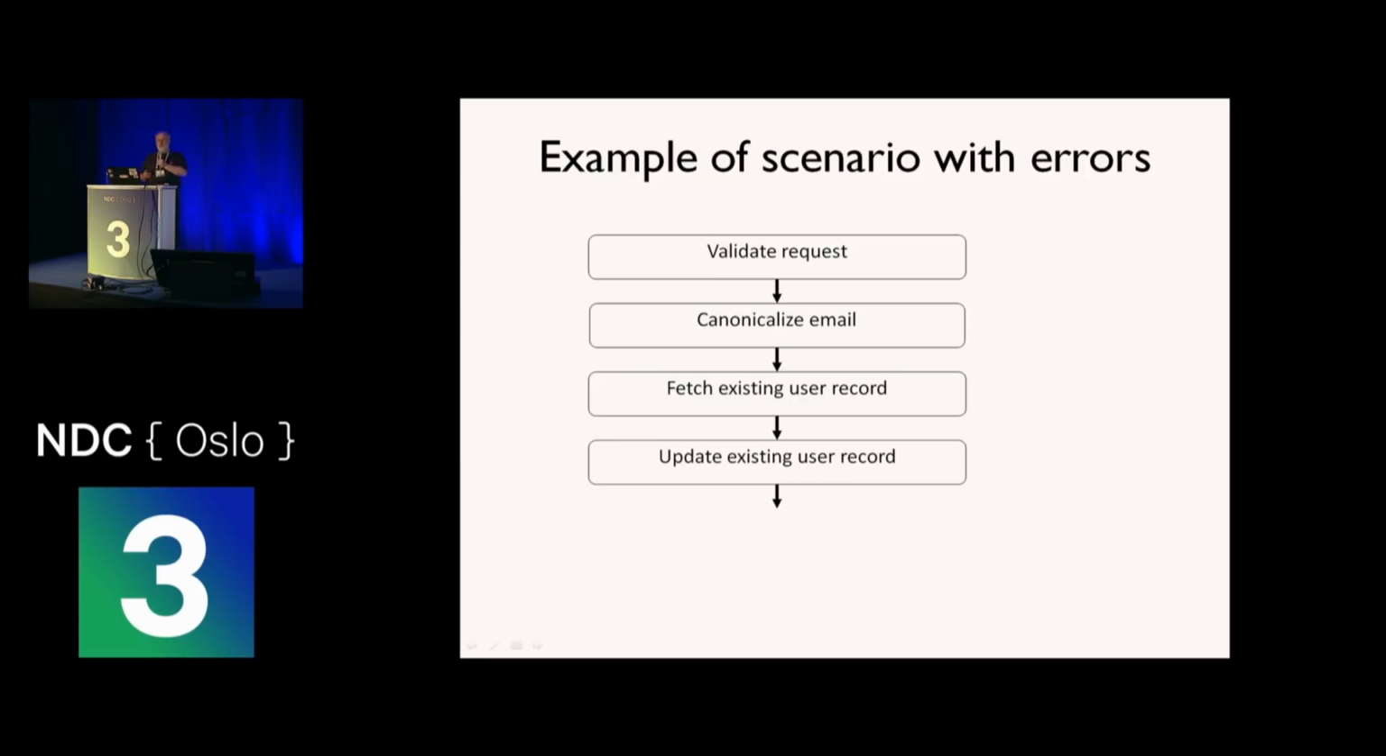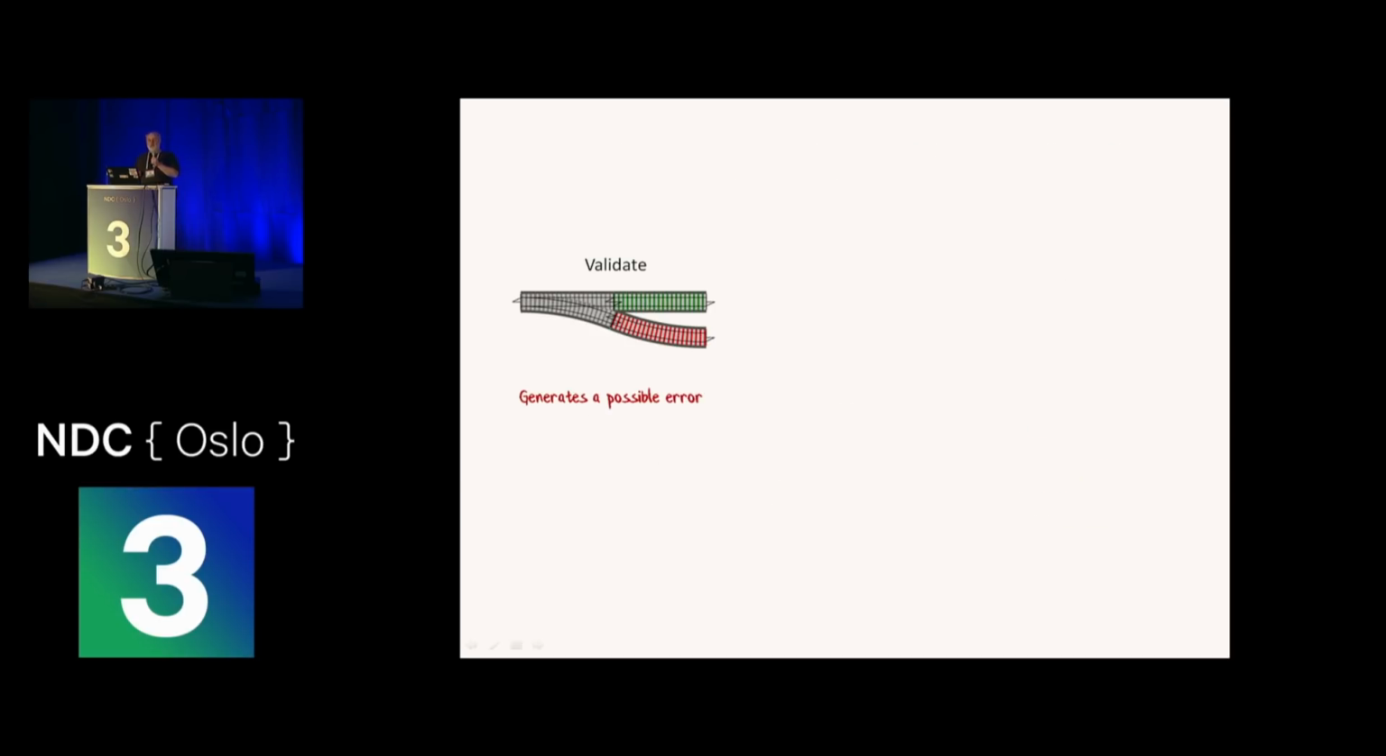One more example, error generating functions. So you often have a situation where you might have a website and you have some sort of input, you validate the request, you canonicalize the email, make it lowercase, for example, fetch a record from the database, update a record in the database, and so on. But the problem is there's all sorts of errors, like the name might be blank, you might not find the user in the database, you might get an authorization error. There's all these things that can go wrong. Right? So it's not a nice linear thing, you have to have all this error handling stuff.